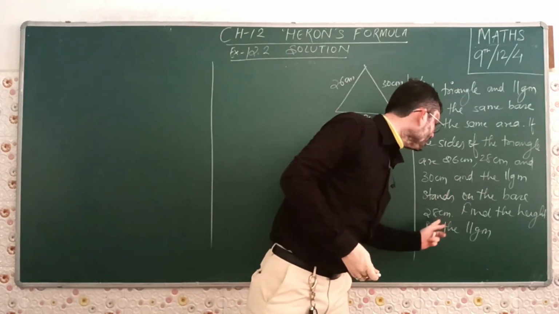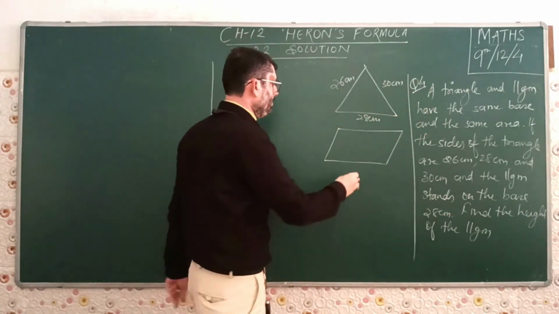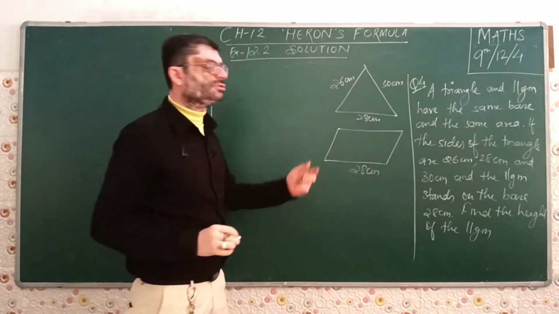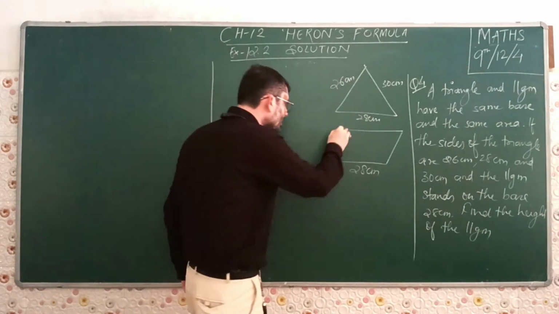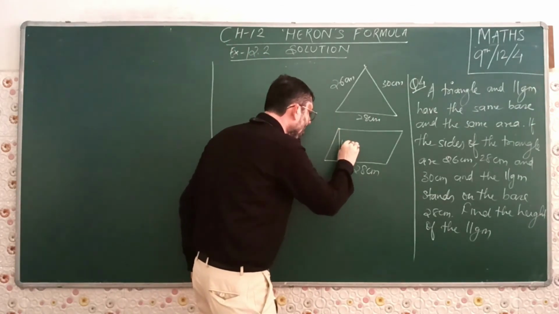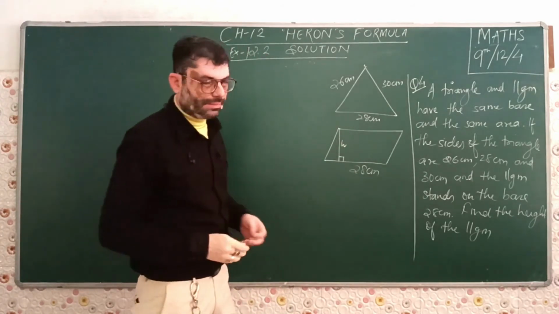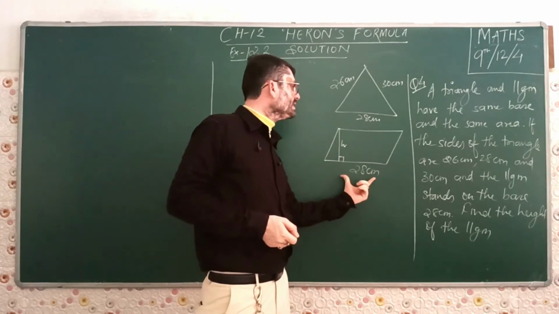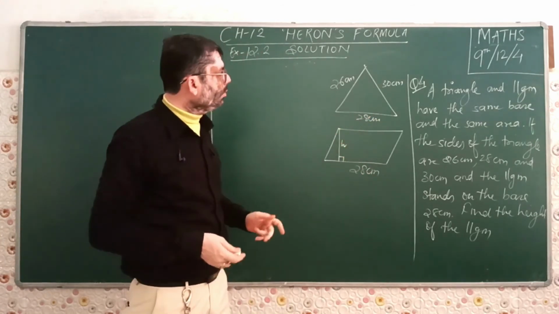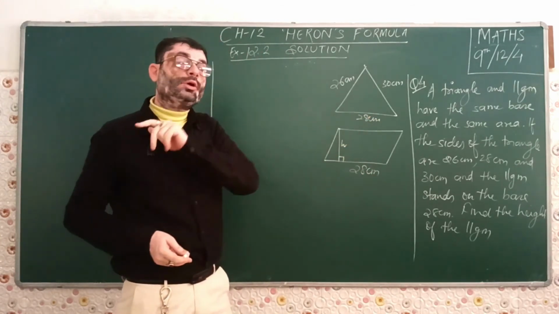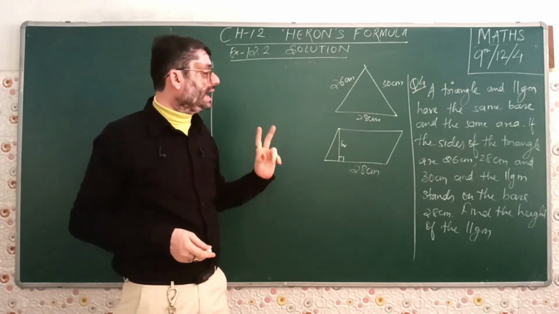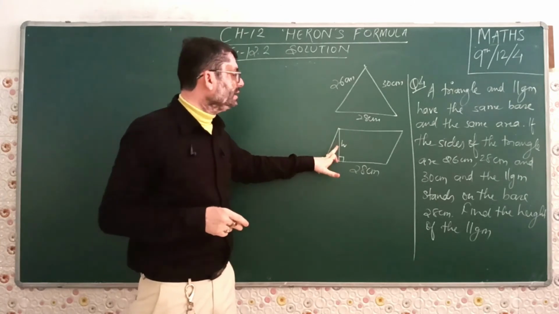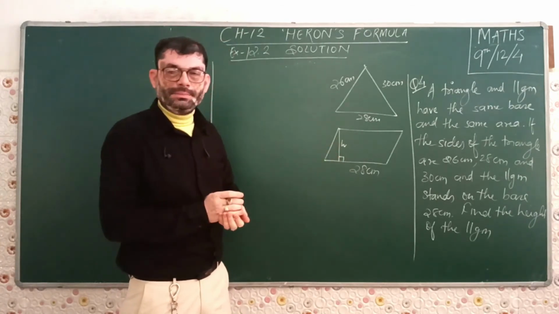And the parallelogram stands with the base 28 cm. The parallelogram has the base 28 centimeters. We need to find the height of the parallelogram. Now if you observe, both the figures have same base, 28 centimeters and 28 centimeters. Moreover, it is said that both the figures, the triangle and the parallelogram, have same areas, and we need to find the height of the parallelogram.